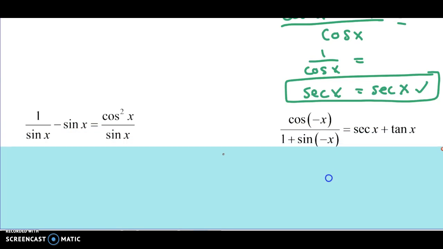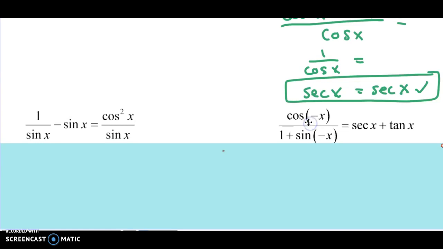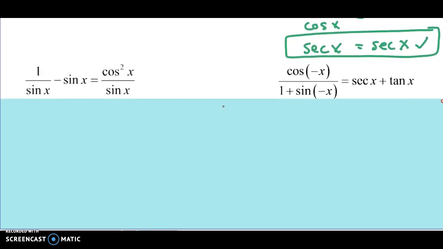If you haven't yet tried both of these, make sure right now is a good time to put me on pause and do that. If you're prepared to check your answers, then here we go.